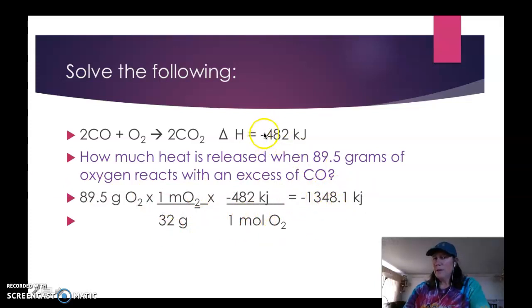This is an exothermic reaction, negative. And now I have more than 1 mole of oxygen. That's why it's bigger than this number.